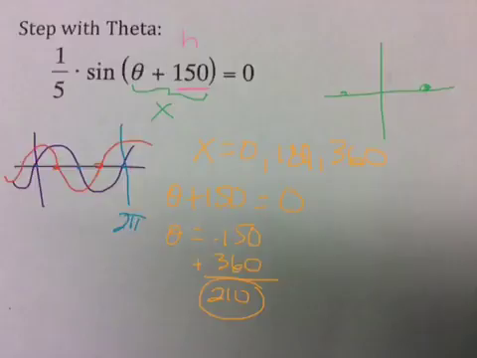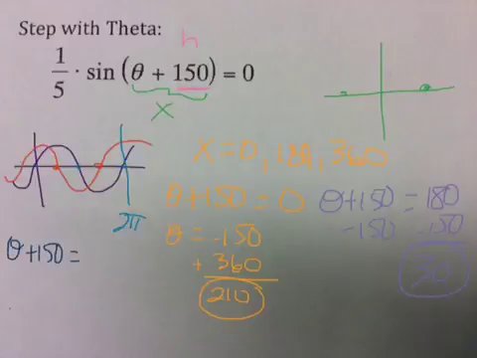Okay, so the next one is theta plus 150 equals 180. So subtracting 150, I get 30. So there's my second answer. And finally, my third answer is theta plus 150 equals 360. Okay, so when I subtract 150, I'm going to get 210 again. This is not a new answer. And there's no way for me to subtract or add 360 to that number to get something different.